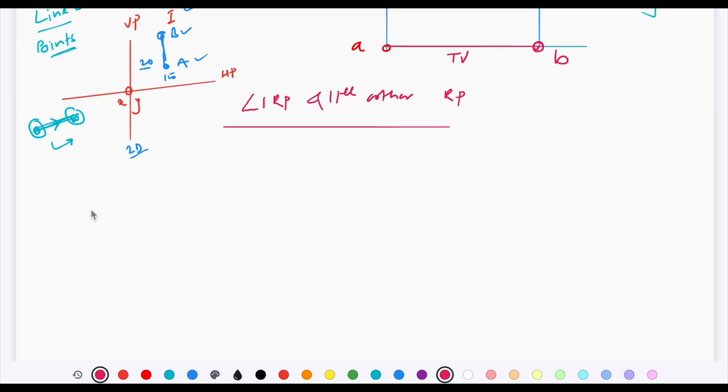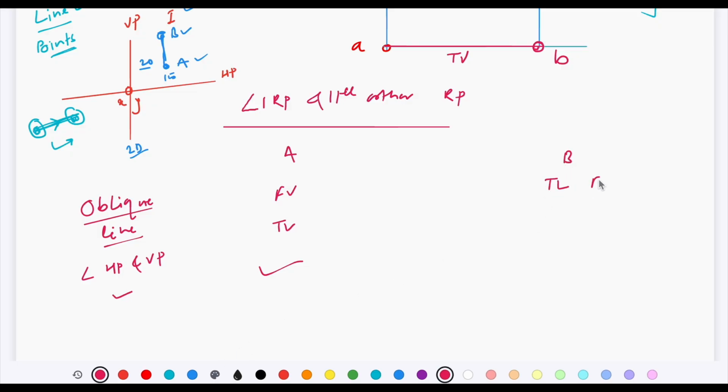Now let's discuss what we are supposed to do in case of oblique lines, that is when the line is inclined to both HP and VP simultaneously. There are two general scenarios. The first scenario is when you have located the front view and top view of the line, how to proceed with the solution. The second scenario is when the true length of the line in front view and the true length of the line in top view are located, and you are going to locate the final front view and final top view of the line, and how to proceed with that solution. We'll discuss that now.